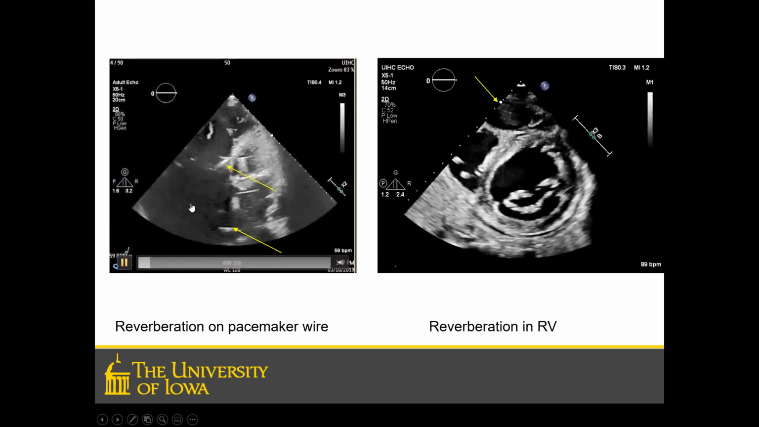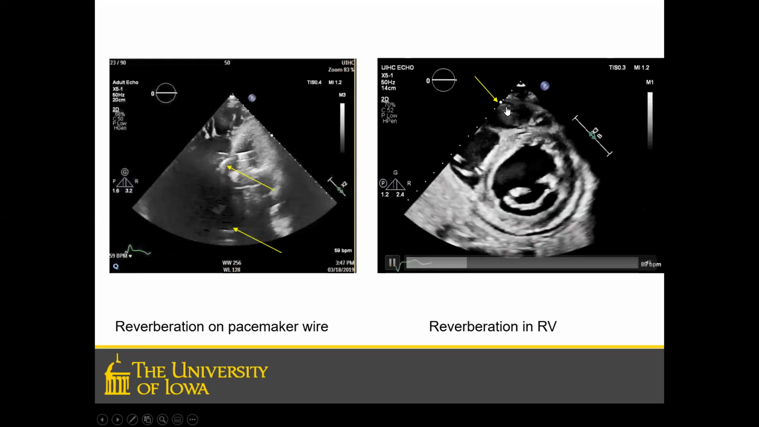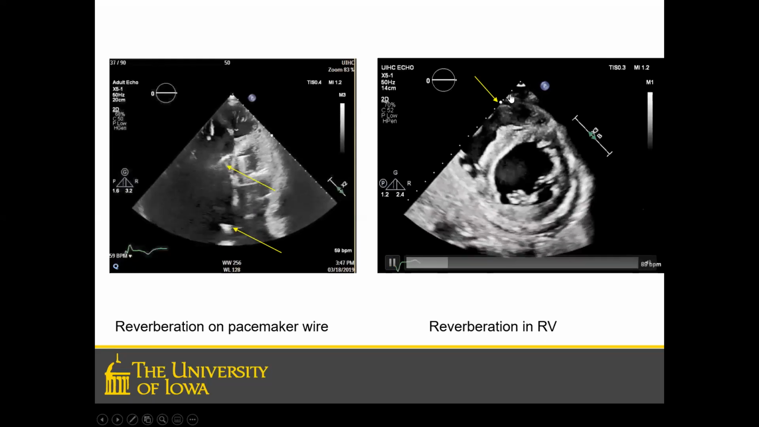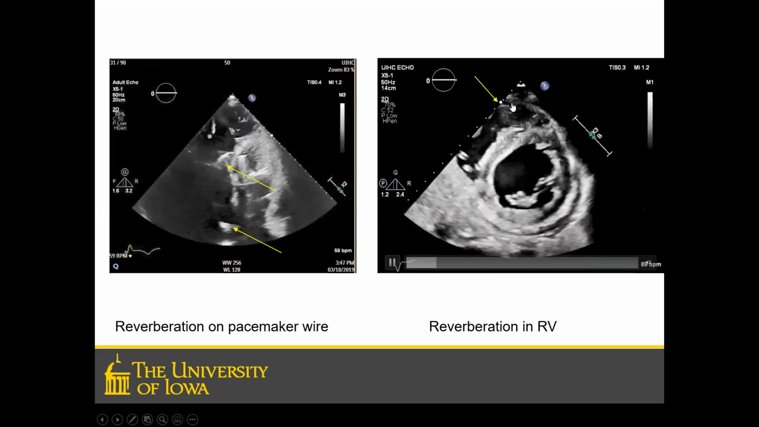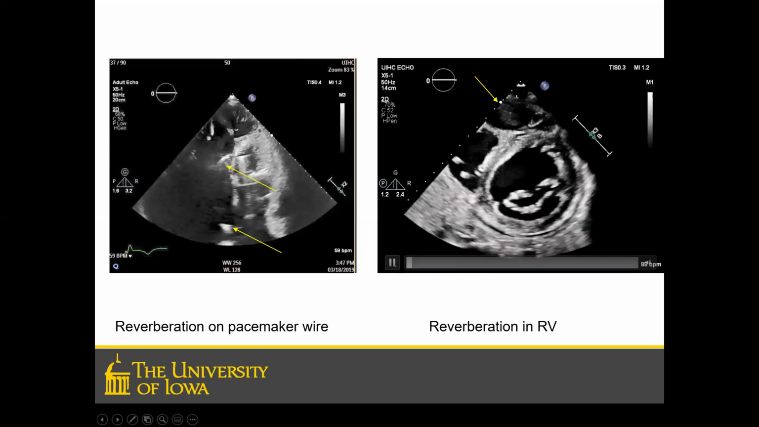Here's another reverberation artifact from the same patient, a pacemaker wire, and you can see it down here. So what's happening is the sound is making the path again and hitting the transducer and then going all the way down here. So they're equal spaces here to here. And then this is a common reverberation artifact where we're hitting the surface, usually the pericardium, and going back to the transducer.